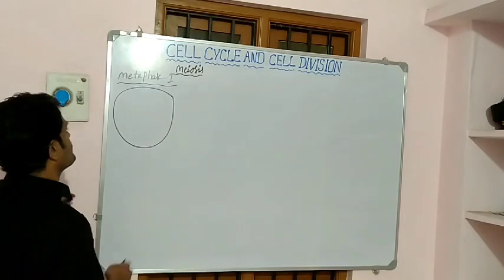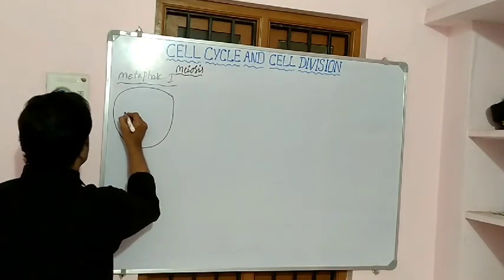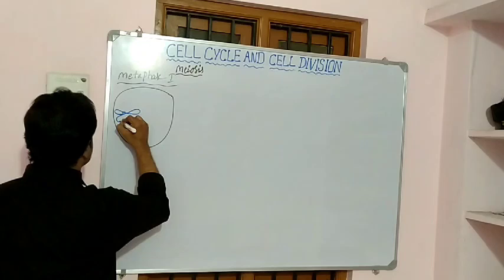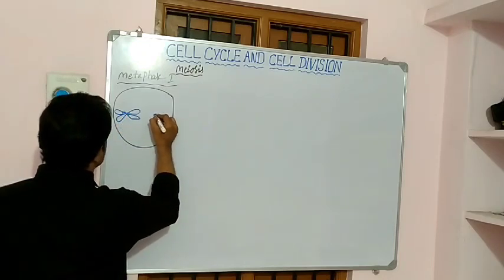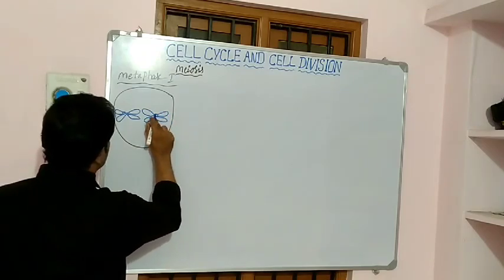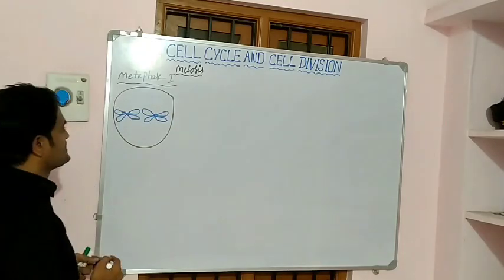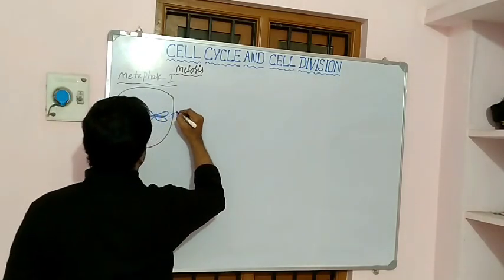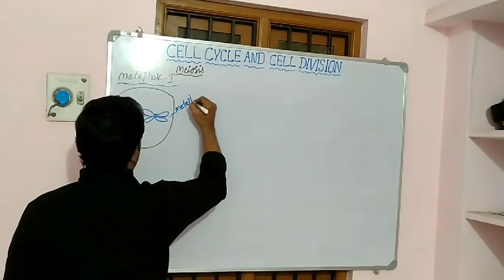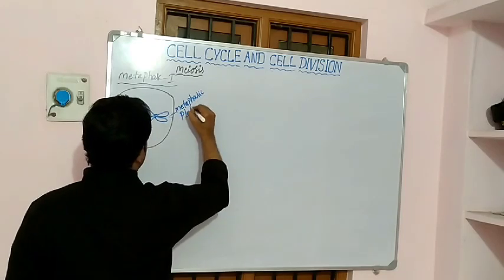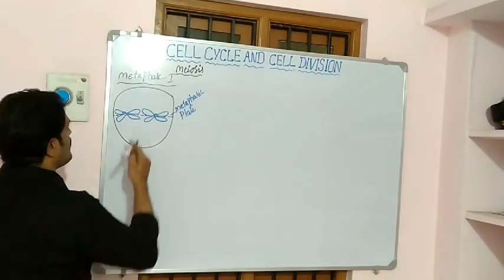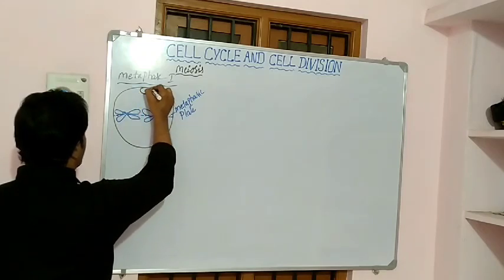See what will happen here. During the metaphase, the chromosomes reach the center of the cell like this. They form a plate here, like this plate. So this is called a metaphasic plate. Metaphasic plate. Remember.